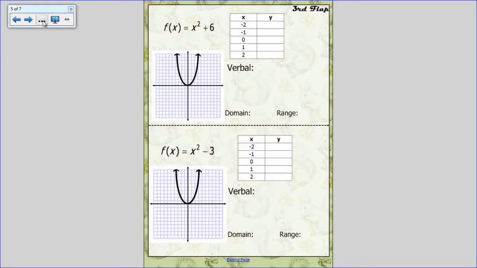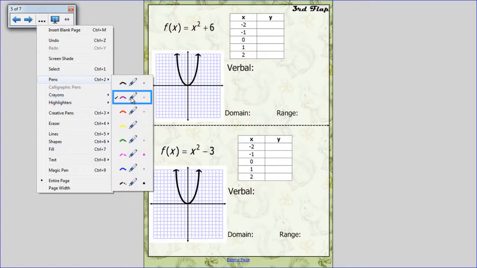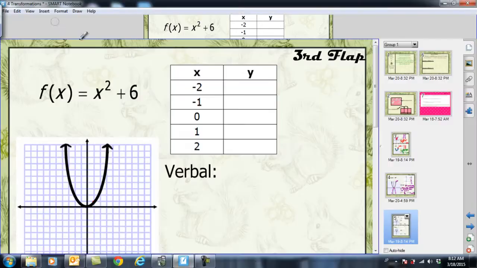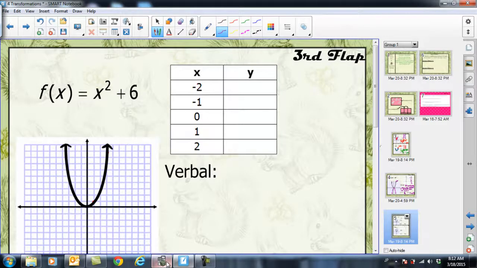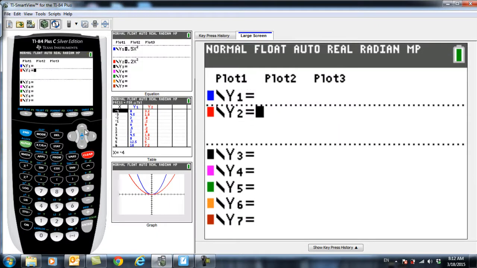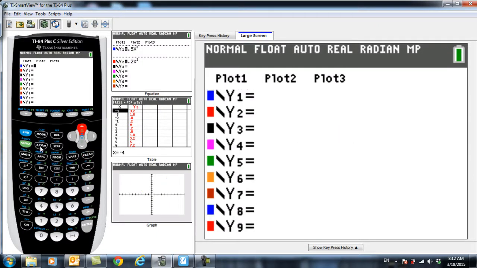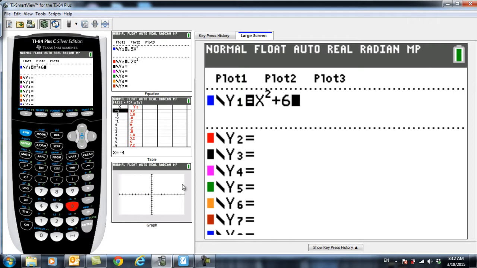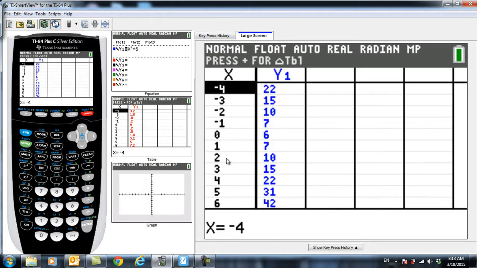So we're going to do a couple of things. This first one is x squared plus 6. And just like we did before, we're going to use our calculator. We're going to type it in and go look at it. So we go to y equals, clear out both functions because you have 2 of them, and then go back to y1 and do x squared plus 6. We're going to look at our table, and fill in our values from negative 2 to positive 2.